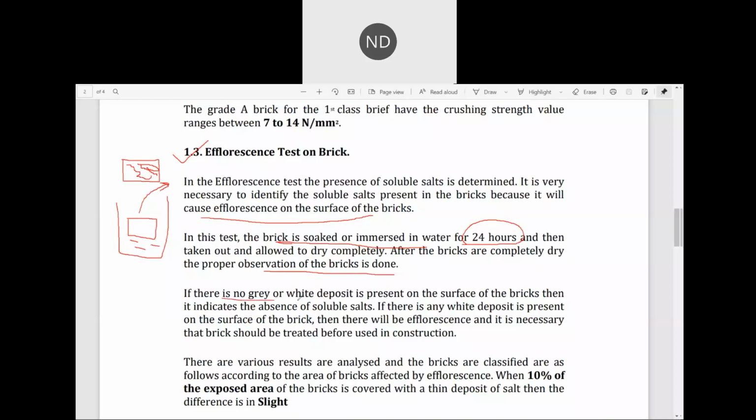So if after removing the brick from the water and drying it there is no gray or white deposit, it indicates the absence of soluble salts. If there is any white deposit present on the surface of the brick, then there is efflorescence, and it is necessary that the brick should be treated before use in construction. There are various results.